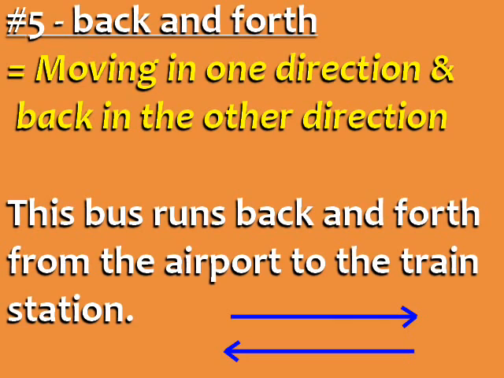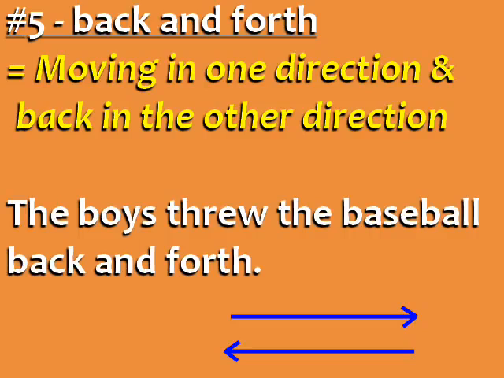Number 5. Back and forth. Moving first in one direction and then in the other. This bus runs back and forth from the airport to the train station. The distance of this movement doesn't need to be large. For example, you can say, the boys threw the baseball back and forth.